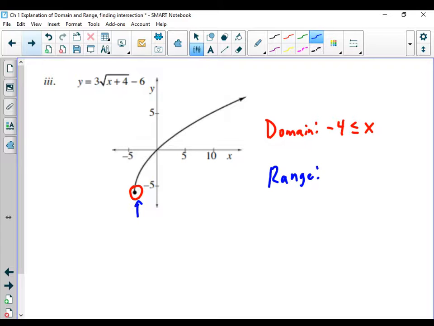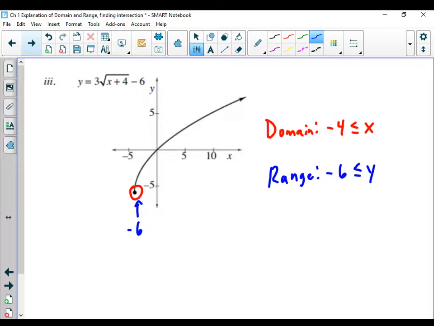The range, that's whatever the y value is for this one. If I plug in negative 4 to that equation, I'd have 3 times 0 or 0, which means the y value was negative 6. So that was my lowest value for range. So my y values were greater than or equal to negative 6. So we'll practice a lot of domain and range. Sometimes you have a definite starting and ending point. Other times we start someplace and maybe go off into infinity, either negative or positive infinity.